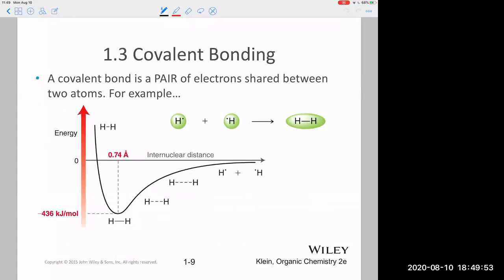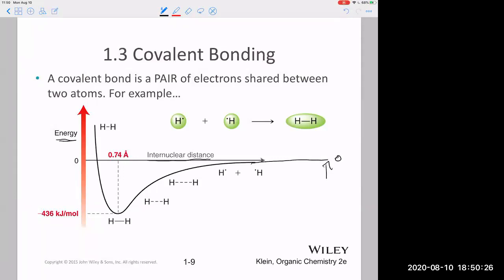Okay, so then let's talk about what happens when two atoms come together and form a covalent bond. This graph is something that you're going to see a lot, and you really want to understand what it's saying here. So first of all, on the y-axis is energy, and on the x-axis is internuclear distance. That means the distance between 2 hydrogen atoms. And so that's what this graph is representing: we're going to take 2 hydrogen atoms from very far away, all the way out here where their energy is 0.